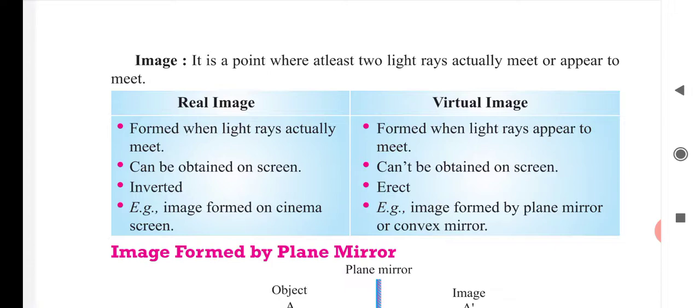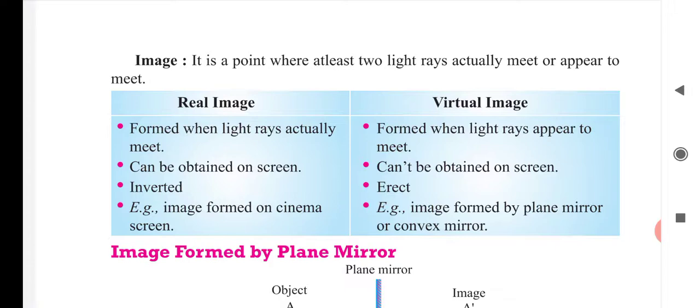So remember, real image is always inverted, whereas virtual image is always erect. Inverted means upside down. Like if you are standing, your head is at the top. Inverted means your head will be at the bottom, whereas erect means it is as it is, upright. If you are standing, your head is at the top only, whereas inverted, your head will go to the bottom. This is what inverted means. Real image is always inverted, whereas virtual image is always erect.